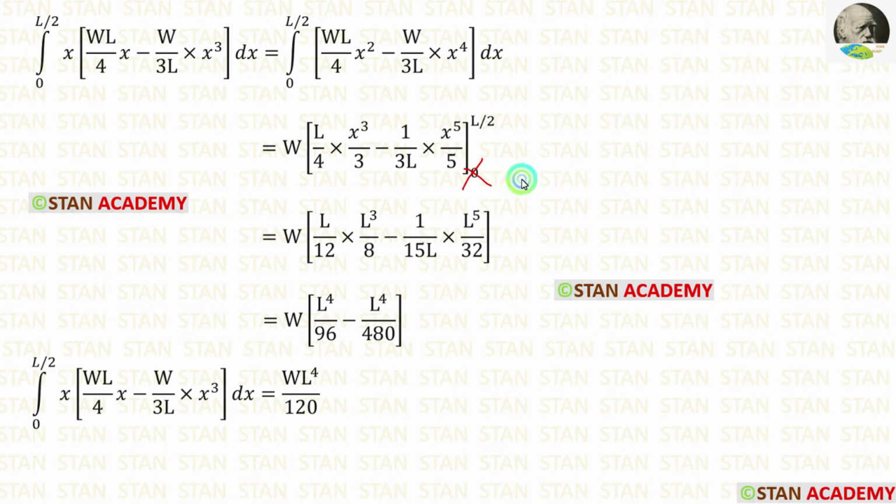No need to apply the zero limit because the whole term will become 0. Only apply the upper limit. When we apply the upper limit L by 2 instead of x, we are getting this. After the simplification, we are getting WL power 4 by 120.